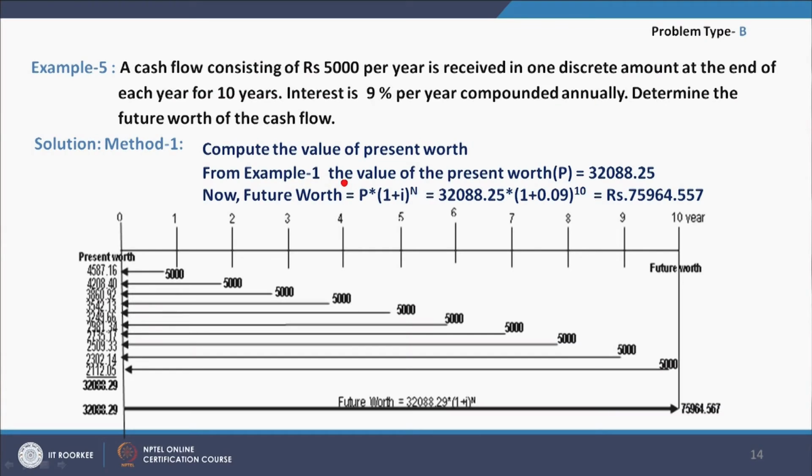Now, the same problem for present worth has been solved in example 1. So, in method 1, we take the present worth from the answer of example 1, which comes out to be 32,088.25, and this present worth is converted into future worth by multiplying with the (1 plus i) to the power n factor. So, this comes out to be 75,964.557. So, this is a method through which we can find the future worth. Let us see the second method.